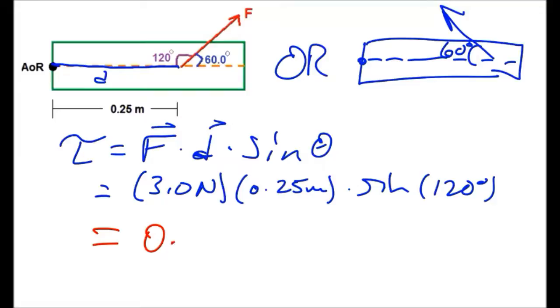0.65 Newton meters. Okay, 0.65 Newton meters. Is that what we came up with? Yeah. All right. Well, now let's make sure that we've actually answered the question.